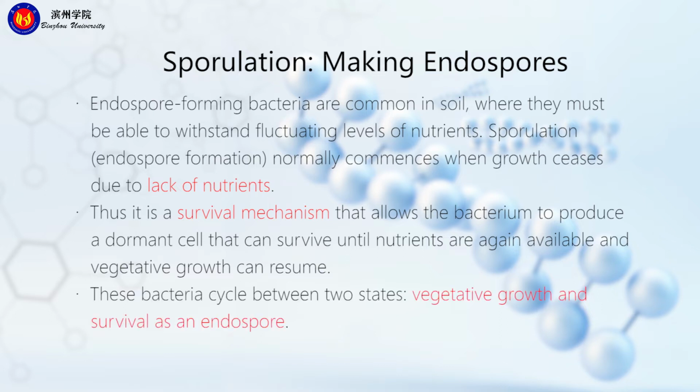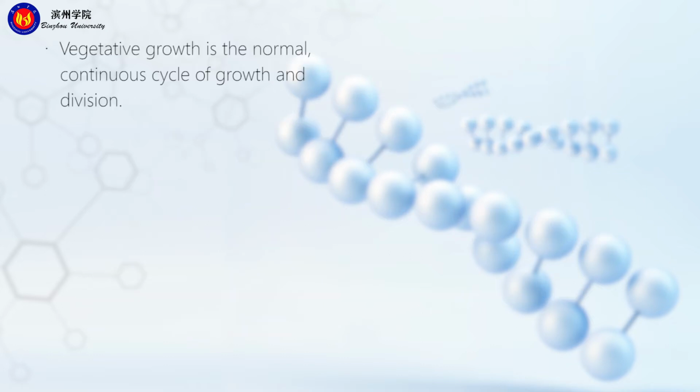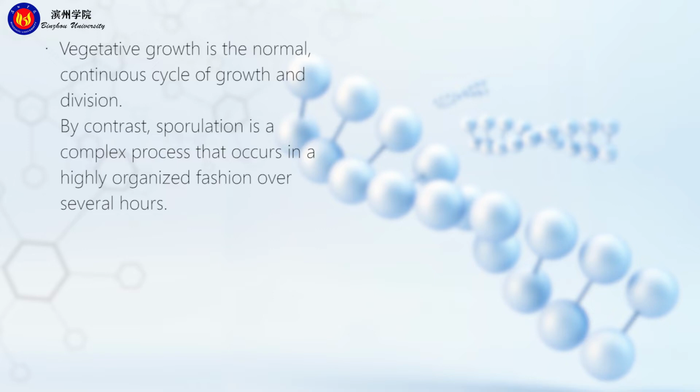These bacteria cycle between 2 states: vegetative growth and survival as an endospore. Vegetative growth is a normal, continuous cycle of growth and division. By contrast, sporulation is a complex process that occurs in a highly organized fashion over several hours.